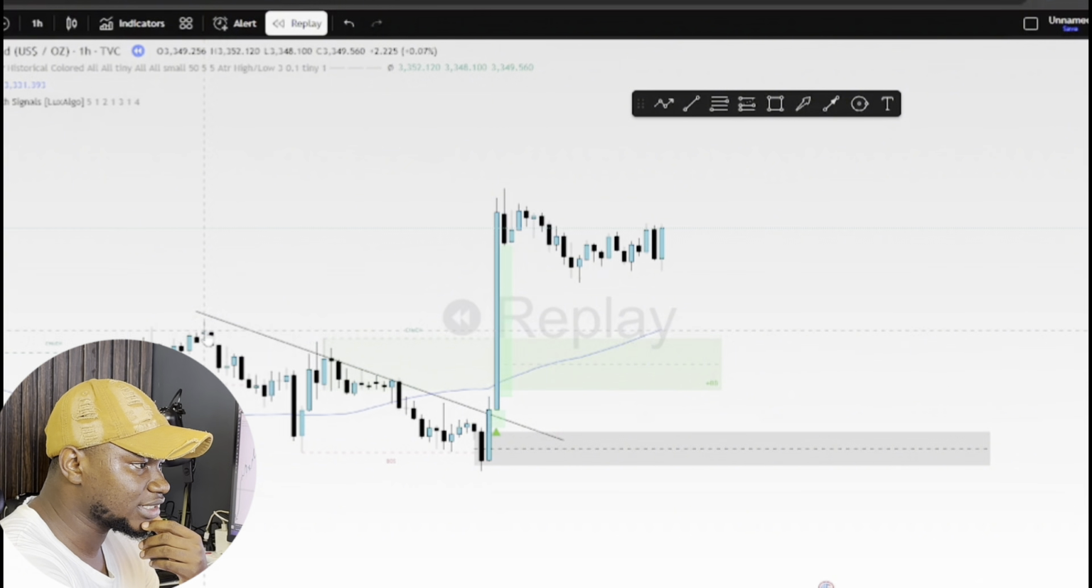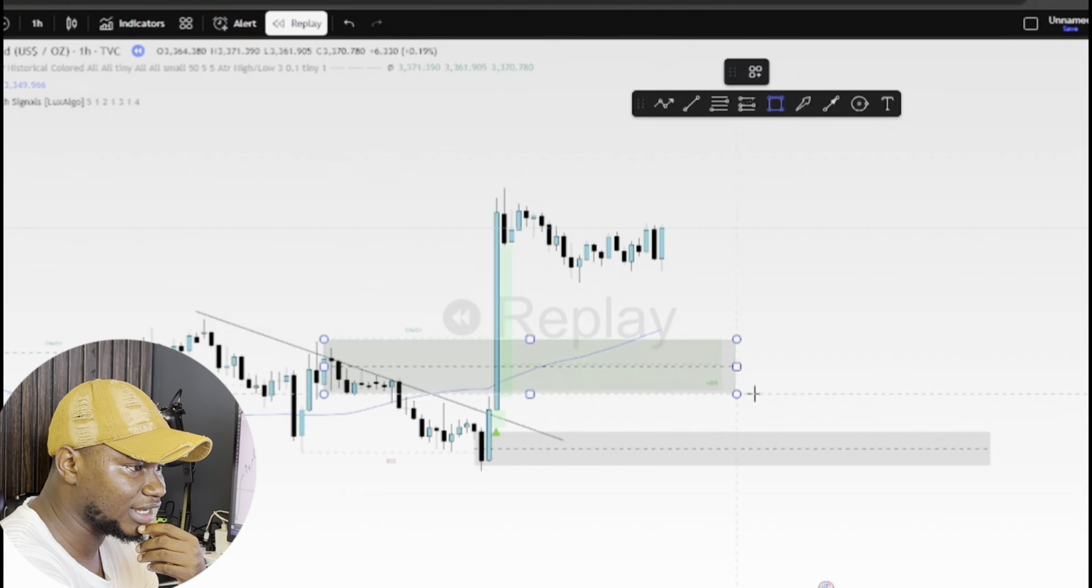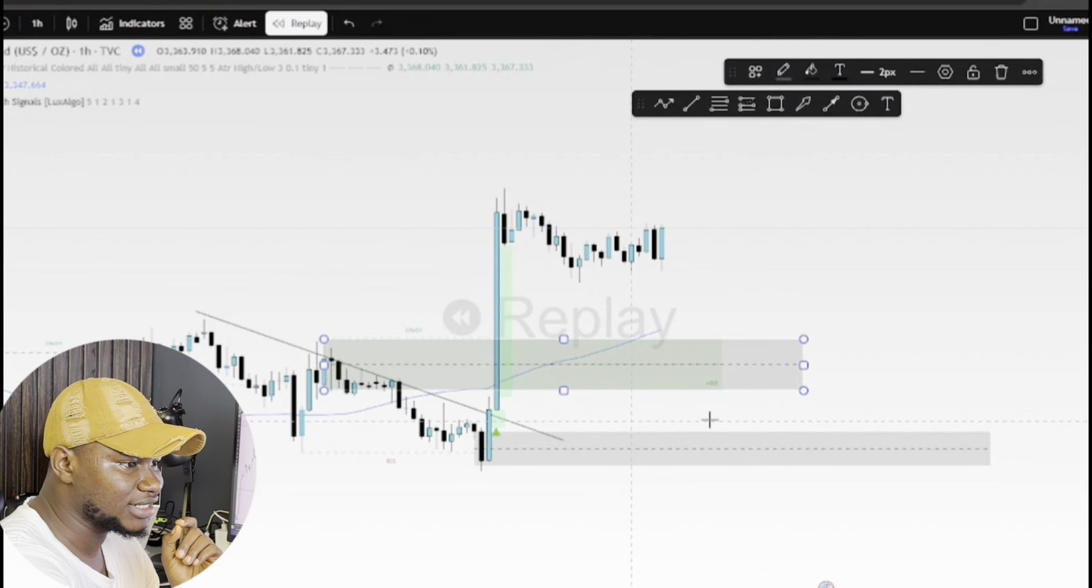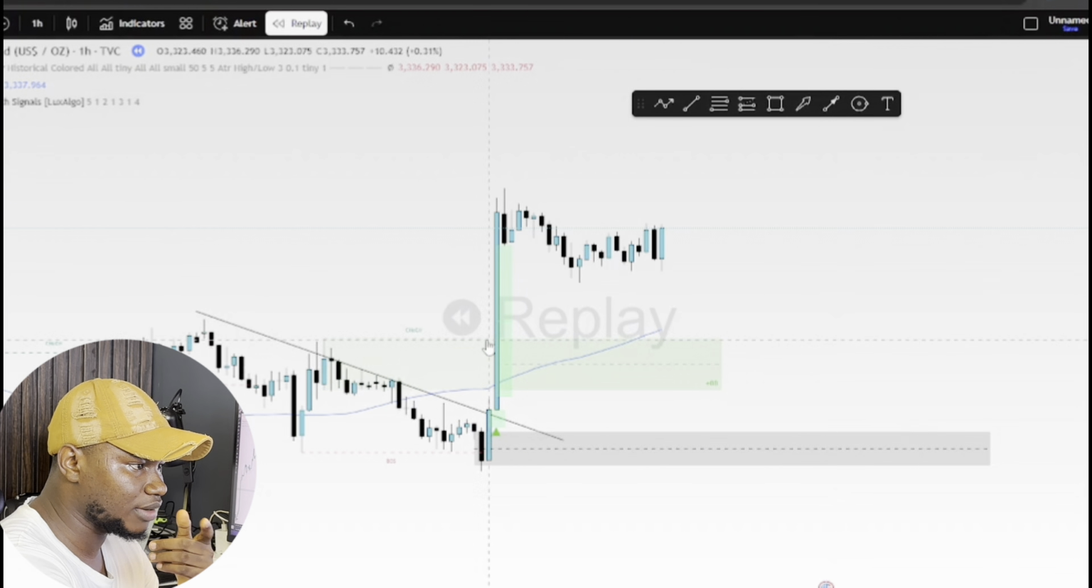Okay, and this is the breaker block around here. There's a breaker block here, which is already highlighted using this indicator which I use. So I may not need to highlight it anymore. I'll just need to make sure it's there. So this is a breaker block here after this change of character.